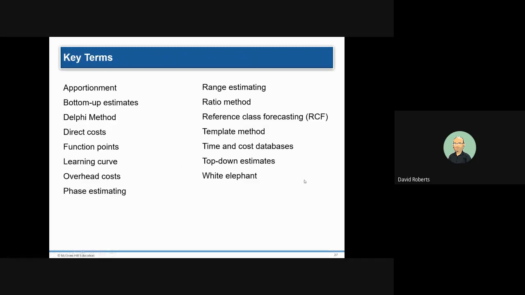And again, here are the key terms. So just look them over and say, yep, I can write 1 or 2 sentences on each one of these. And some of the others, like the apportionment and the RCF and the ratio method, don't pay a lot of attention to that kind of thing. They're not the main points. Things like overhead costs, yes. And bottom up, yes. Top down, yes. And time and cost databases, even to a degree. So those are the things you need to focus in on.